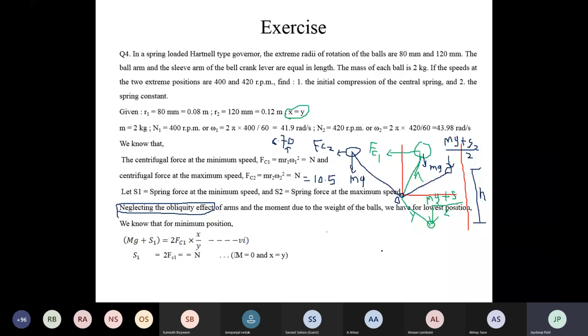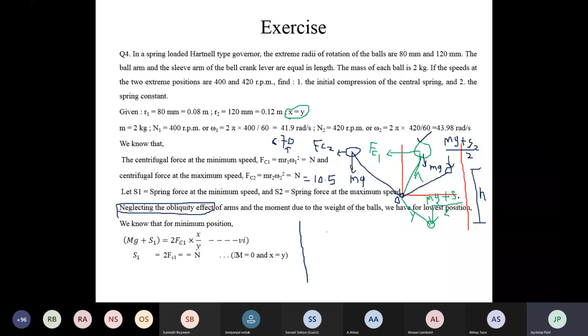S1 is equal to... either you have to directly write down from the previous cases, you can write the direct equation. Otherwise, you have to take a moment about for minimum position. You have to consider this minimum position. I'll take a moment. How to take the moment? mg into S1 divided by 2.